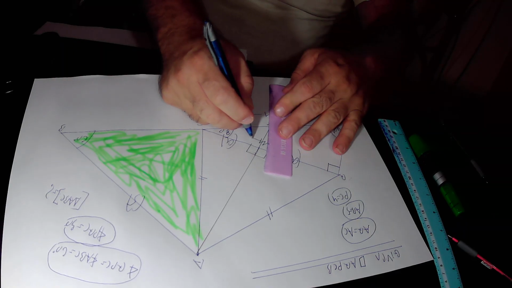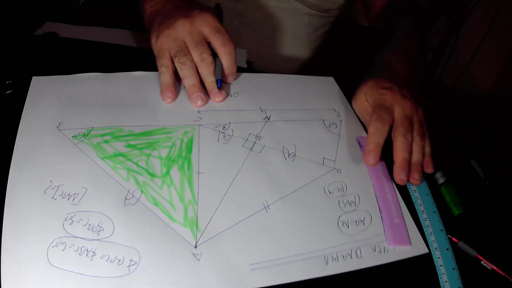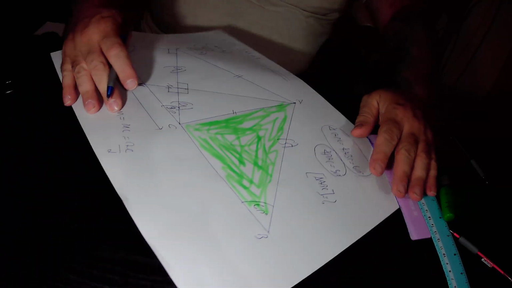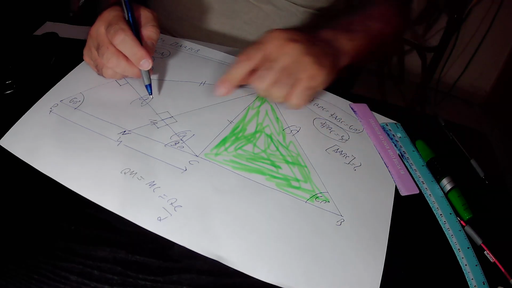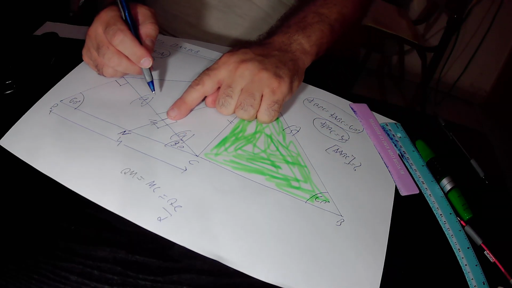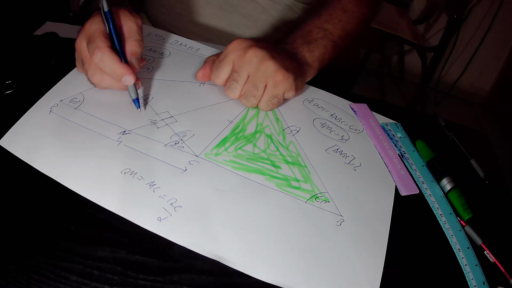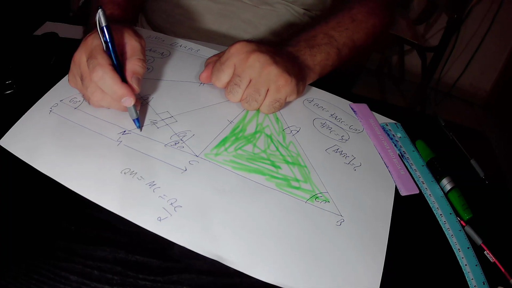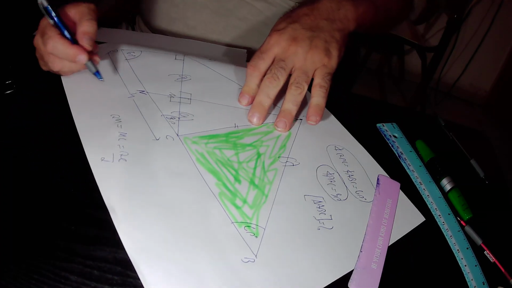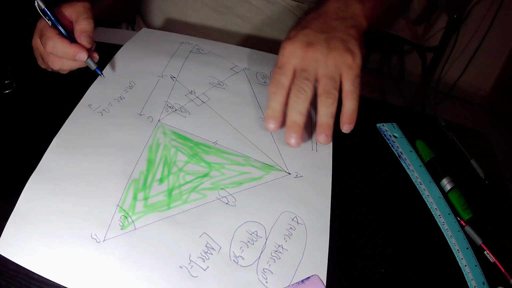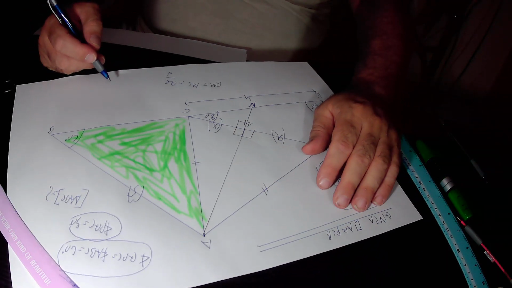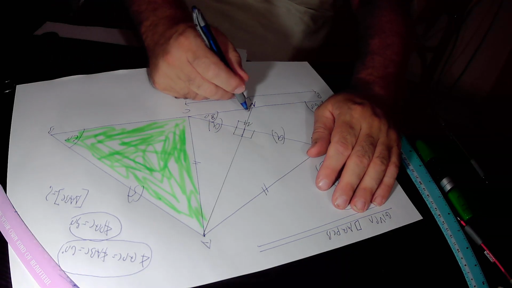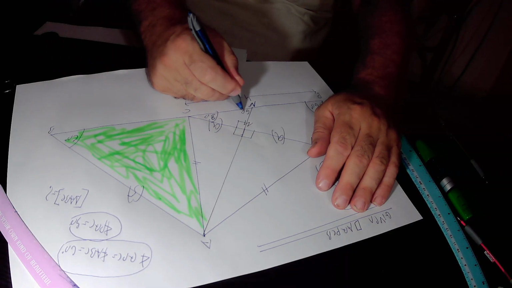So, in the small right triangle NMC, 30 degrees plus 90 degrees is 120 degrees. Therefore, this third missing angle must equal 60 degrees in size, because 60 degrees plus 120 degrees is 180 degrees. That is the sum of the angles in any triangle. Therefore, this missing angle must equal 60 degrees in size.